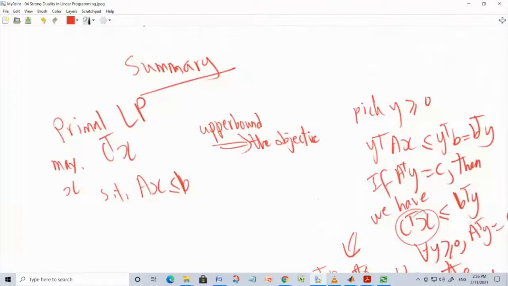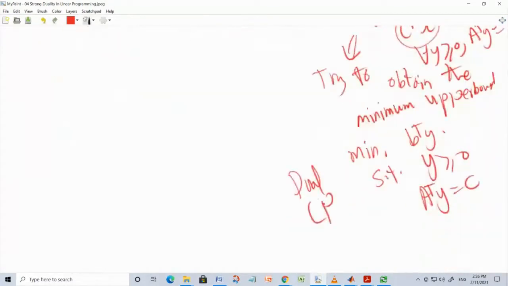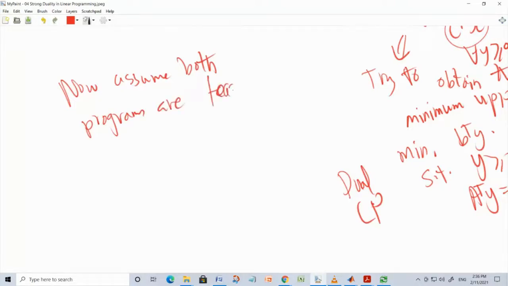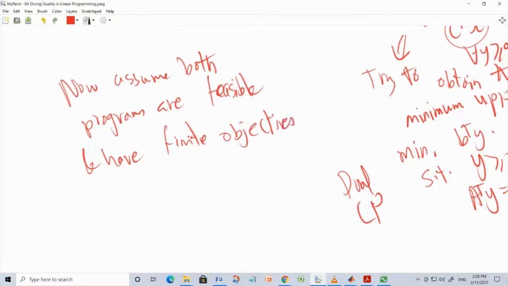Okay, so this is the primary linear program, and then when we play this game, you have a dual linear program. Okay, and now you are sure by construction. Let's give the assumption now. Assume both programs are feasible and have finite objectives. Of course, you may say, well, what if they are not?